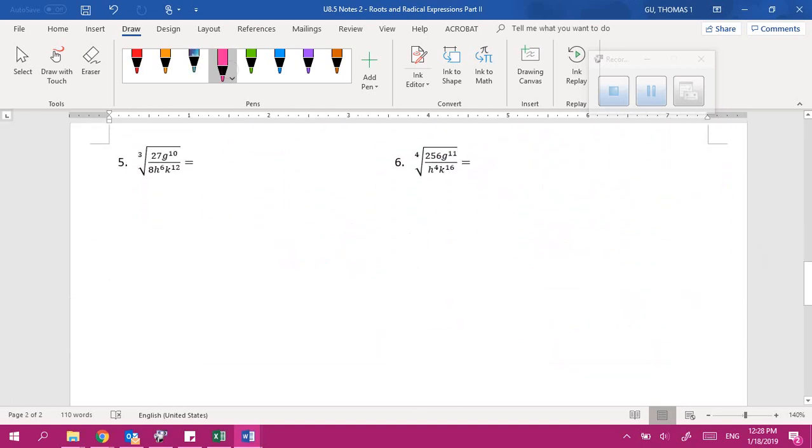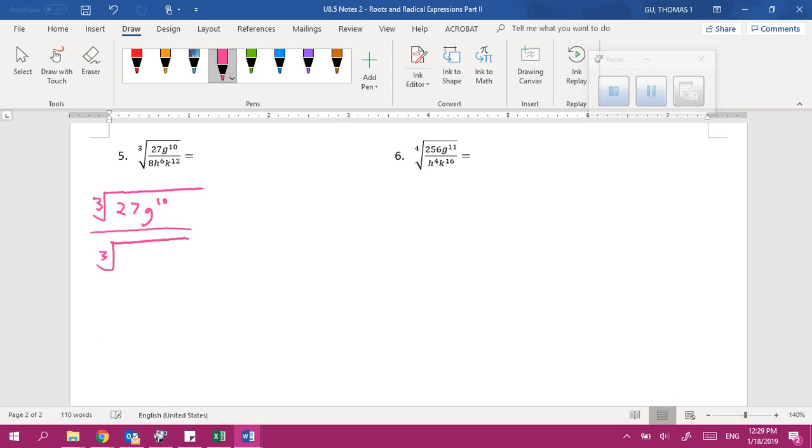Last 2. Number 5. All right, so these ones, it really probably does require you to separate it into a top and the bottom, okay? When you see the whole fraction, it looks a little confusing, but this is the same thing as saying the cube root of the top, so cube root of 27g to the 10th, over the cube root of 8h to the 6k to the 12th, because we can solve these separately, right? So let's do that. What is the cube root of 27g to the 10th? 3, right? Because 3 times 3 times 3 is 27.